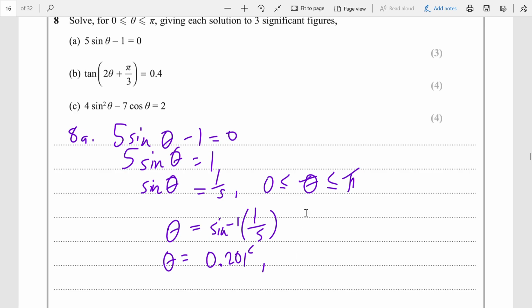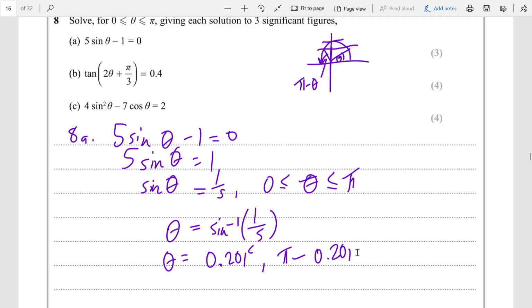And the thing you need to watch out for, if you look at the unit circle and you notice the range from 0 to pi, at any given level of sine theta, except for, of course, 1 at the very top, there will be 2 values of theta which work. Let's call the first one theta, then in this case the second one will be pi minus theta. So it will be 0.201 radians and pi minus 0.201.